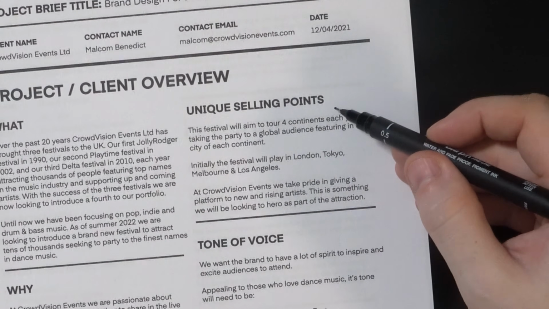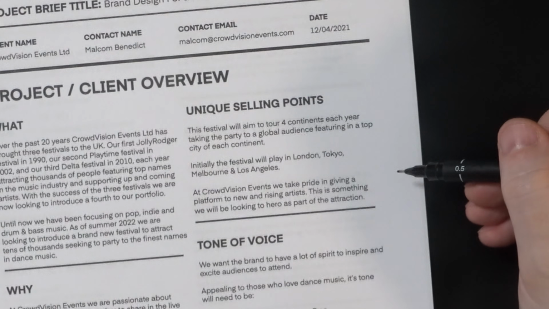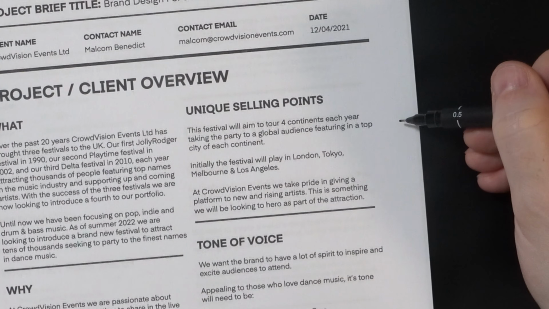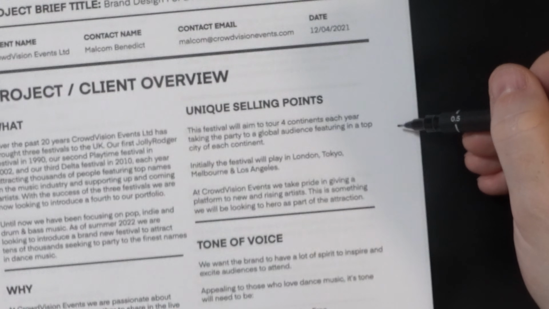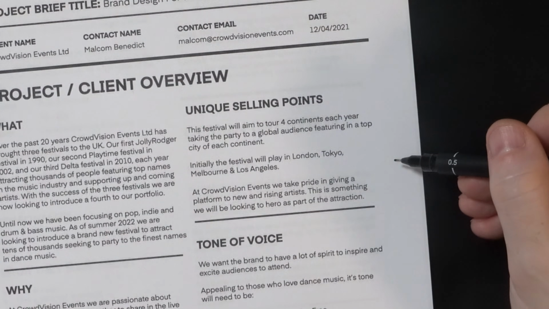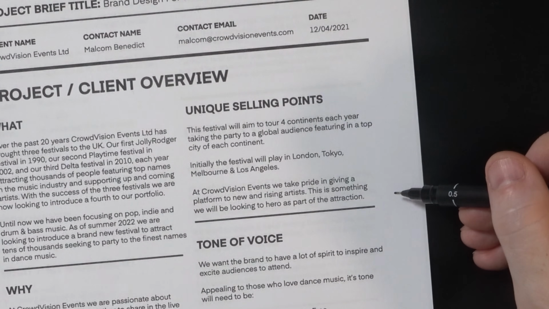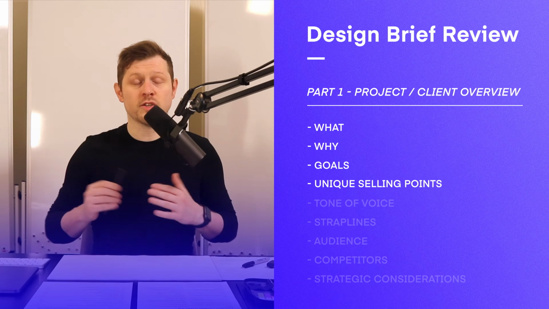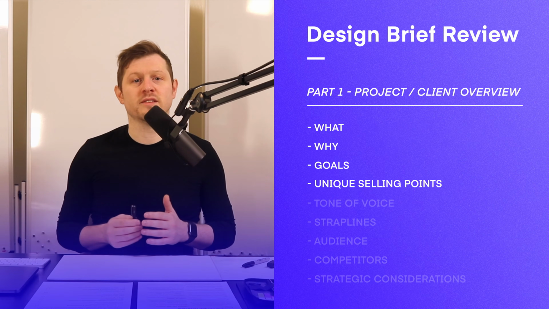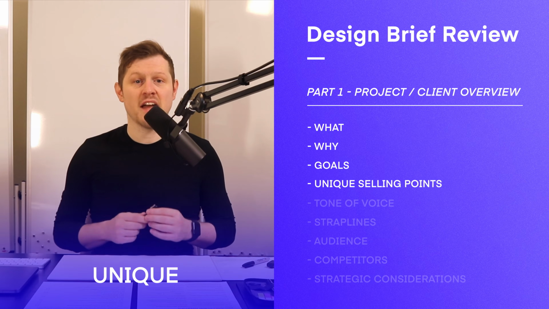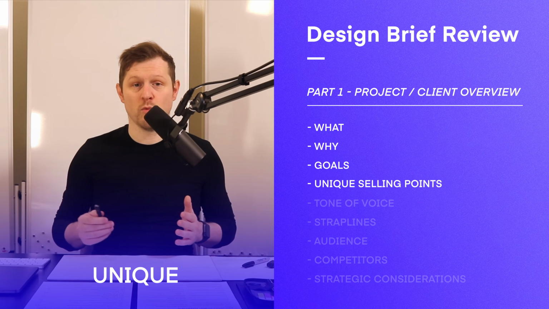Next we have Unique Selling Points, which reads, this festival will aim to tour 4 continents each year, taking the party to a global audience, featuring in a top city of each continent. Initially, the festival will play at London, Tokyo, Melbourne and Los Angeles. At Crowd Vision events, we take pride in giving a platform to new and rising artists. This is something we will be looking to hero as part of the attraction. So here we get a good understanding of what makes the product unique and some of the standout selling points to make the product worthwhile.